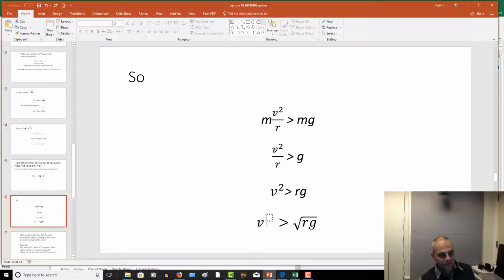If we then solve for v, the m's cancel and we multiply by r and take the square root. This is the requirement for an object to stay on the track of a roller coaster, based upon our understanding of Newton's second law and centripetal force and centripetal acceleration as we've just been introduced to it.